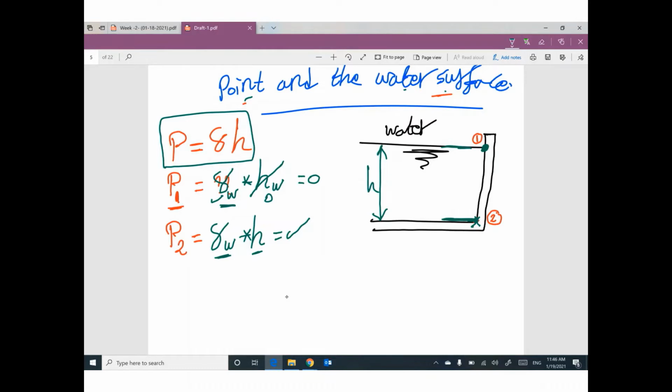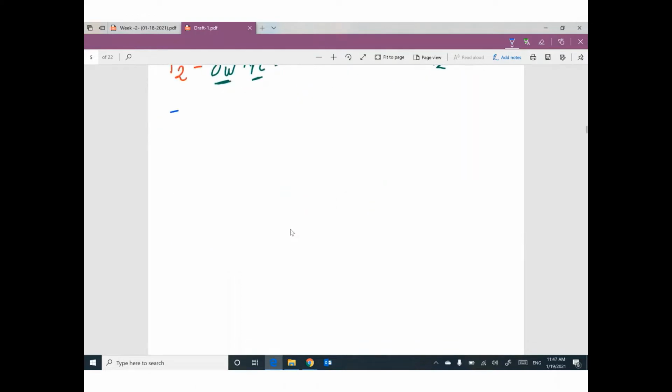This value of pressure at point 2 is perpendicular to this surface. If you connect the pressure values between point number 1 and point number 2, you can get a triangle. So your pressure looks like a triangle. How can I get this triangle? One more time. This point is very important. Please pay attention.